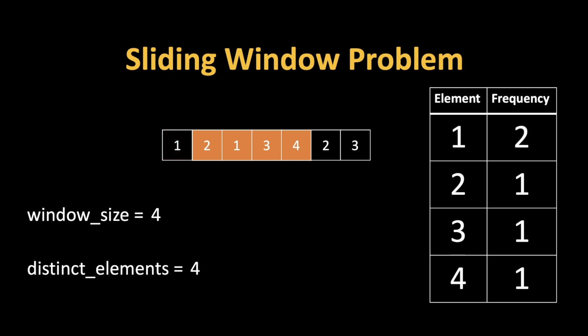Now see, we have removed the 1. So we will decrement the frequency in our hash map because we have removed the 1, and the hash map tells what elements are present in our window.